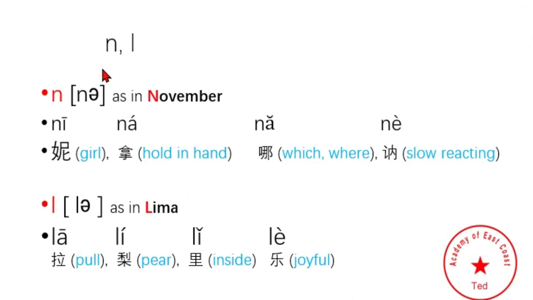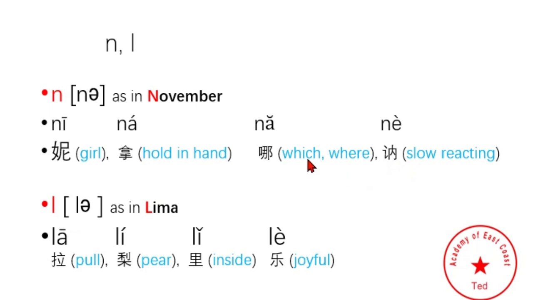Now let's come to n and l. N as the N in November. Let's practice with the tones in the syllables and the characters. The first one, ni. Next one, na. Next one, third tone, na. Next one, fourth tone, na.